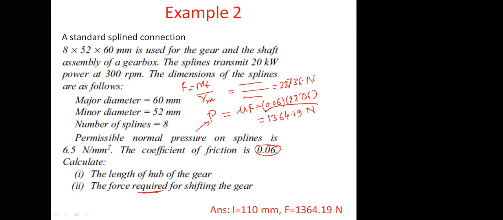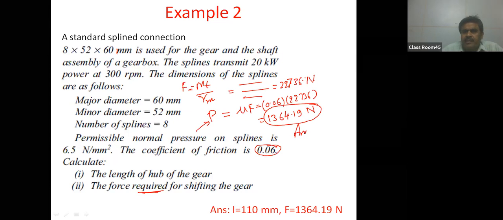0.19 Newton. So this is the answer. So the answer is 1364.19. 1916, no problem, it is 16. We have left out the decimal point here, so that's why there is some inaccuracy. So the second part is also complete. In this way we have completed the full design of the key.